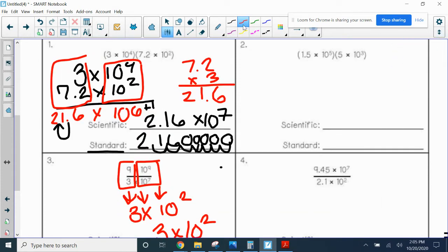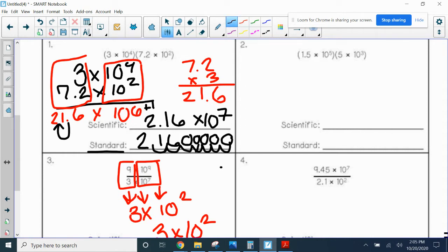All right, I want you to pause this now. I want you to do 2 and 4. Give me that answer in scientific form and standard form. And then when you're done, you can go ahead and unpause this. And in just a second, I'll get started, because that means you've had plenty of time to pause this and work through the material.